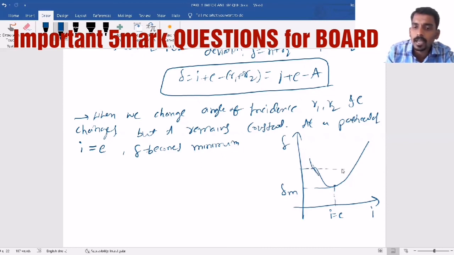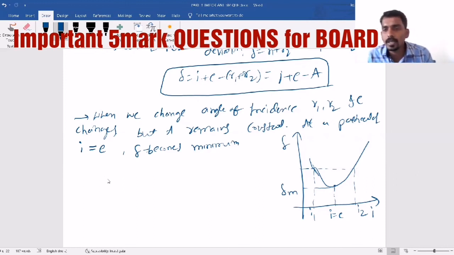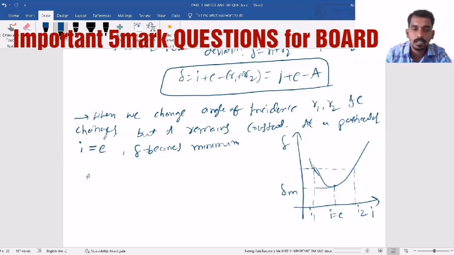Now, other than that, you take any deviation value. There are corresponding two values of angle of incidence, I1 and I2. Like I1, I2 are a pair. If I1 is the angle of incidence, then I2 will become the angle of emergence. If I1 is the angle of emergence, then I2 will become the angle of incidence, like 20, 70. So 20 angle of incidence means 70 angle of emergence. If 20 is the angle of emergence, then 70 is the angle of incidence. Like that, for every pair of angles of incidence, the deviation is the same.